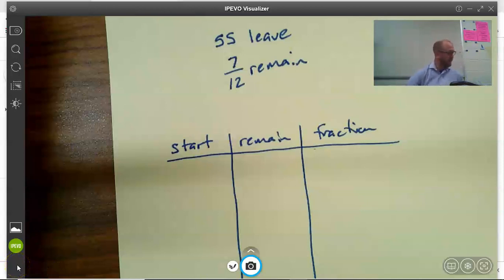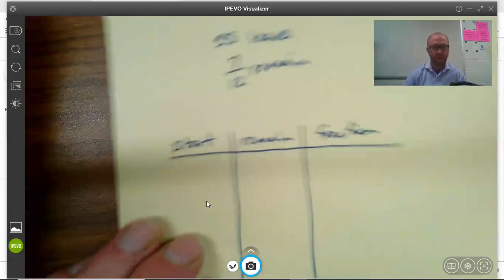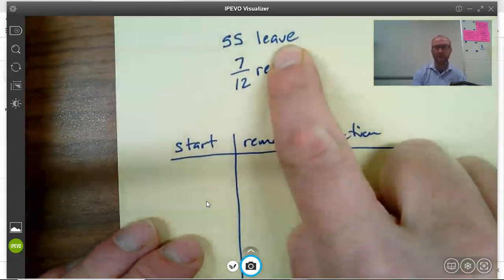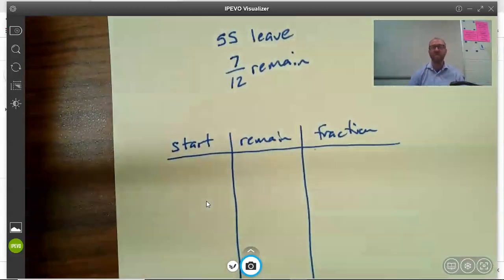All right, we have a problem here. There are a bunch of people in a room. They're students, and 55 of them leave. After 55 leave, that means that 7/12 of the original number remain. Our question is, how many people did we start with?